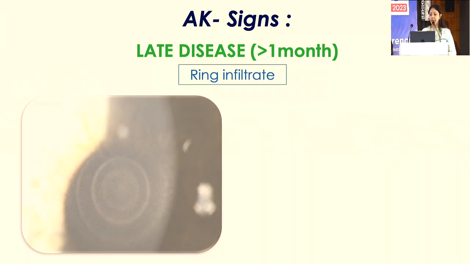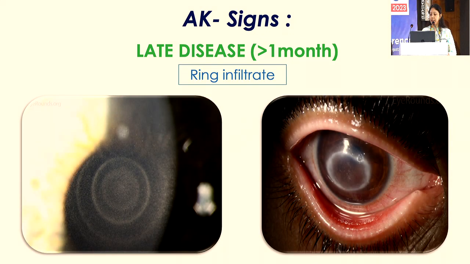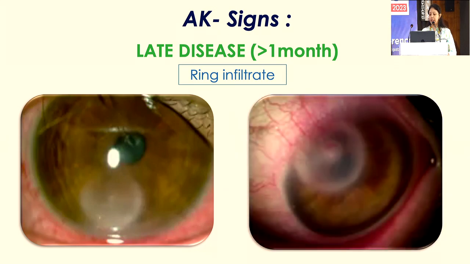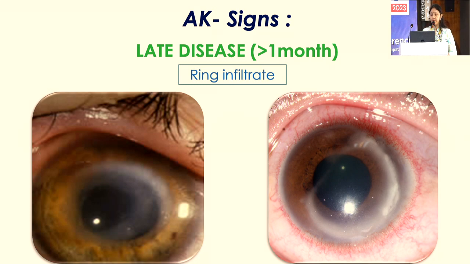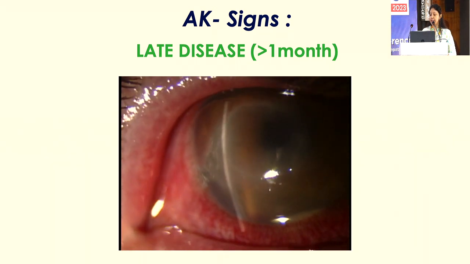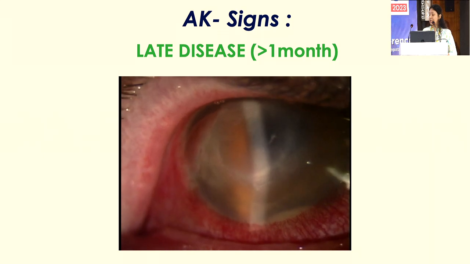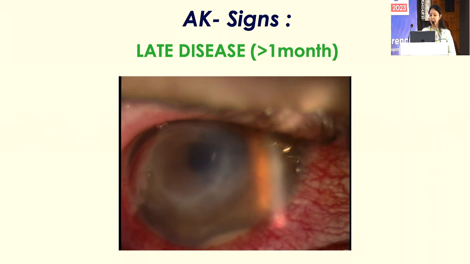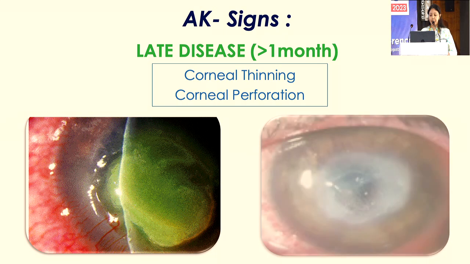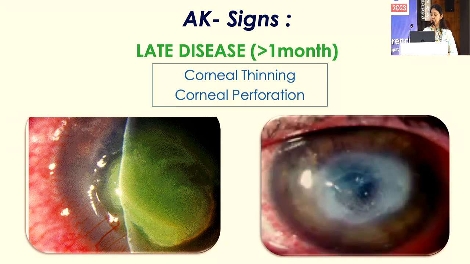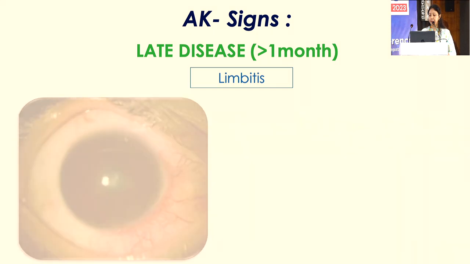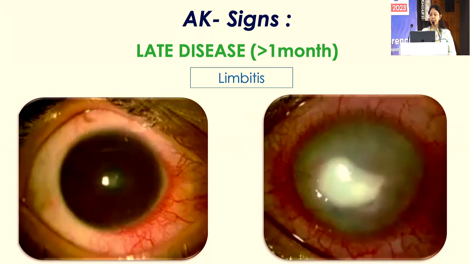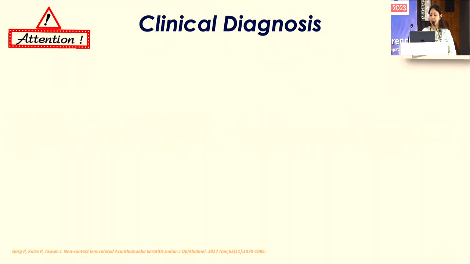Ring infiltrates, they're usually central, but once in a while we can get these paracentral ring infiltrates. They can be even a semi-ring, they don't have to be a complete ring. And this is a classic ring infiltrate of acanthamoeba. You can see the hypopion and conjunctival congestion here. Late stages of acanthamoeba can cause corneal thinning and even perforation. Maybe you have to glue these cases and keep treating them. Hypopion usually in very severe cases can be very exuberant. And limbitis, like I said before, can be seen in early as well as advanced stages of this disease.